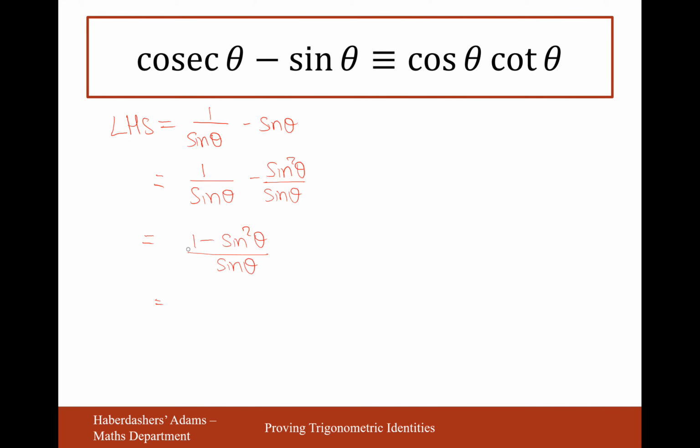1 minus sine squared, hopefully that's ringing a bell, that is equal to cos squared because sine squared plus cos squared equals 1. And let's just have a look at splitting this up now. We'll split it into cos theta times cos theta over sine theta. And look at that, we've now got cos theta times cot theta, which is exactly what we're looking for on the right hand side. Lovely, let's move on to the next one.